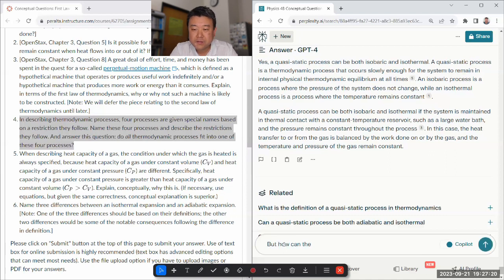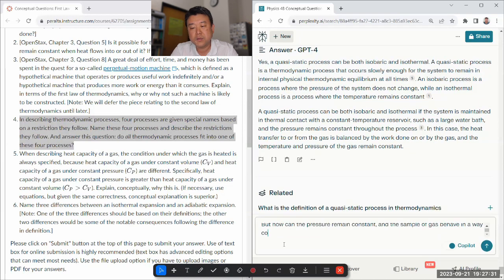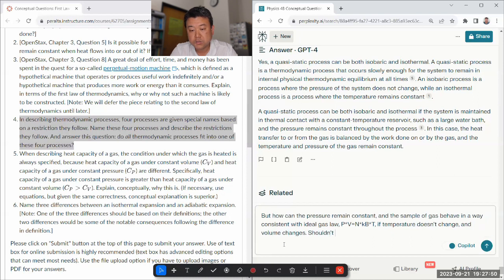But how can the pressure remain constant and the sample of gas behave in a way consistent with the ideal gas law, PV equals N k_B T, if temperature doesn't change and volume changes? Shouldn't the pressure also change? I would be impressed if it brings up the possibility of the number of gas molecules changing.